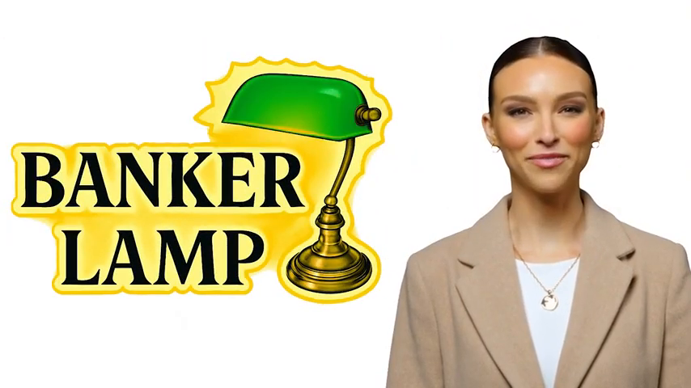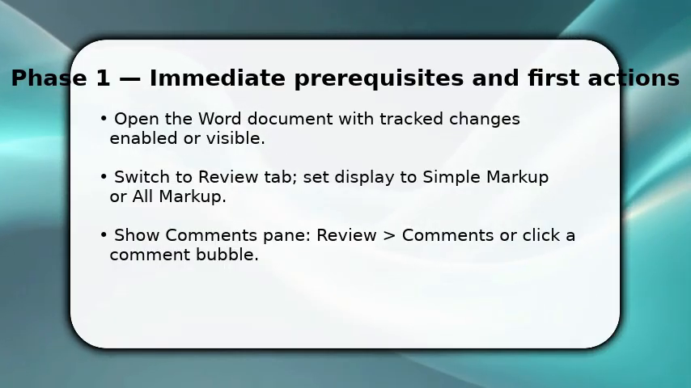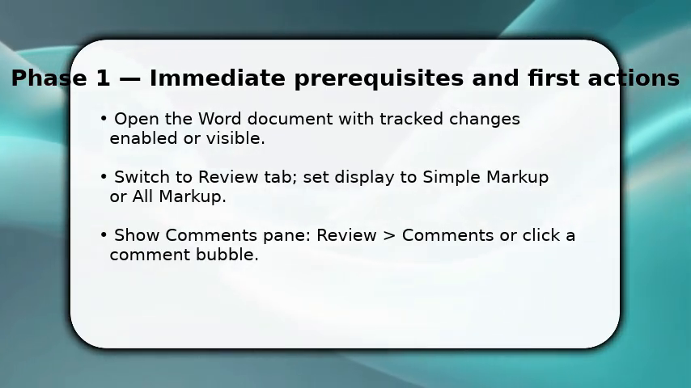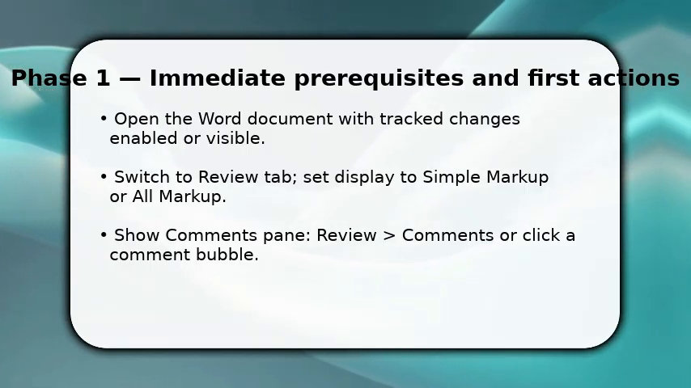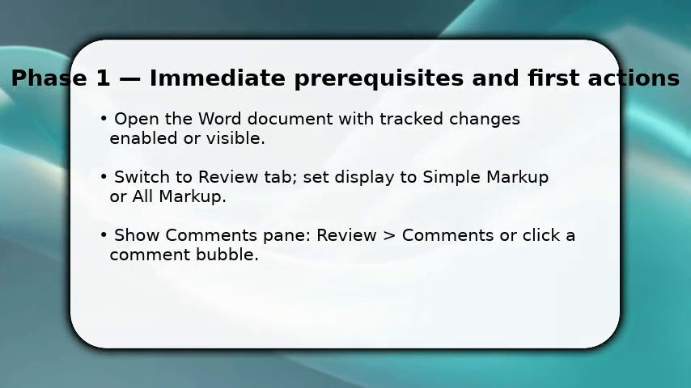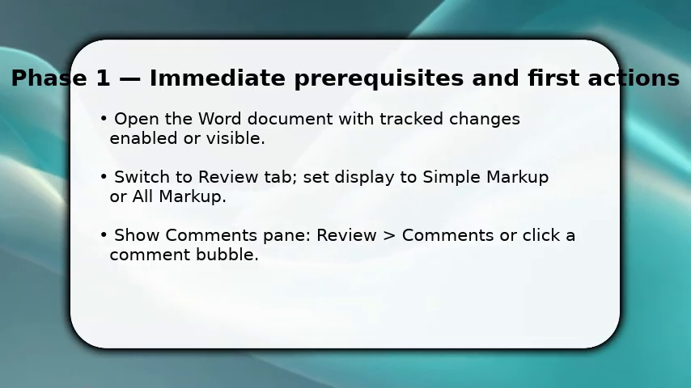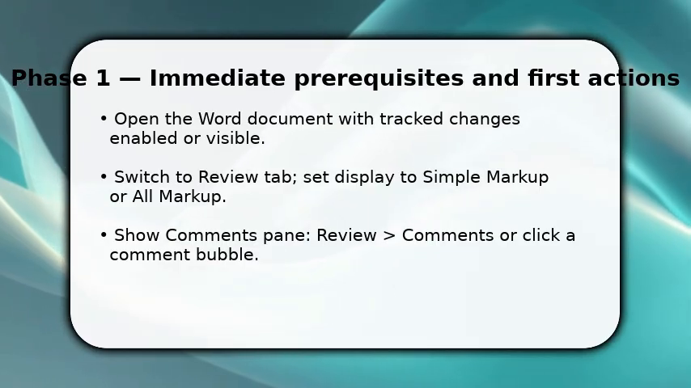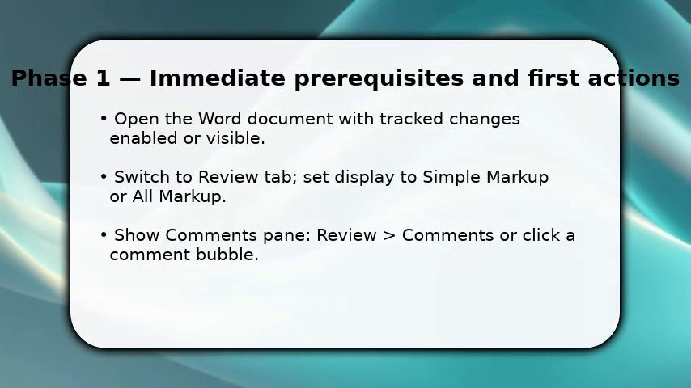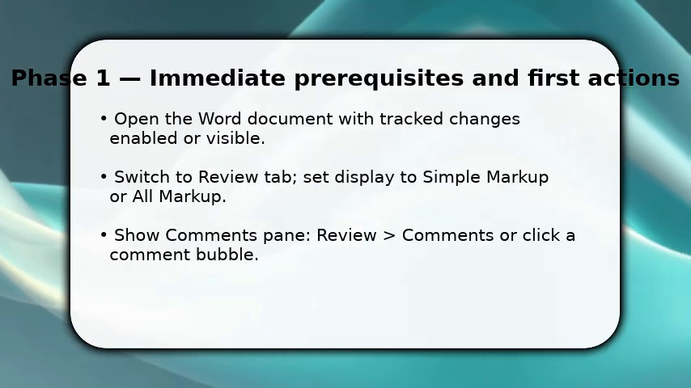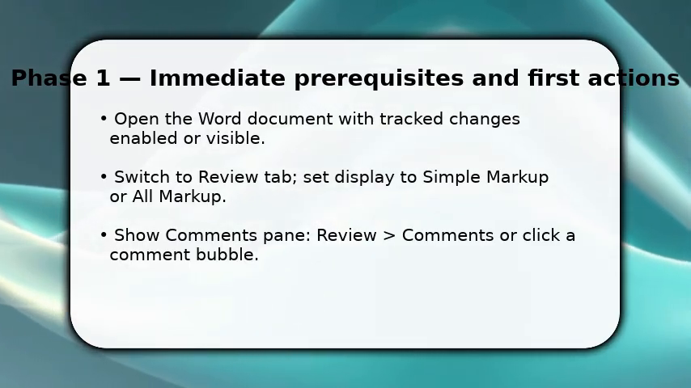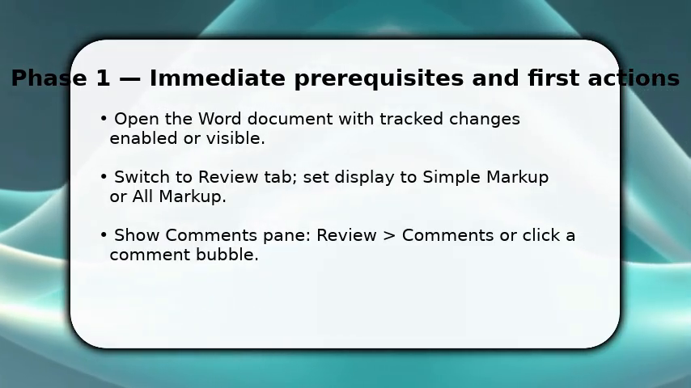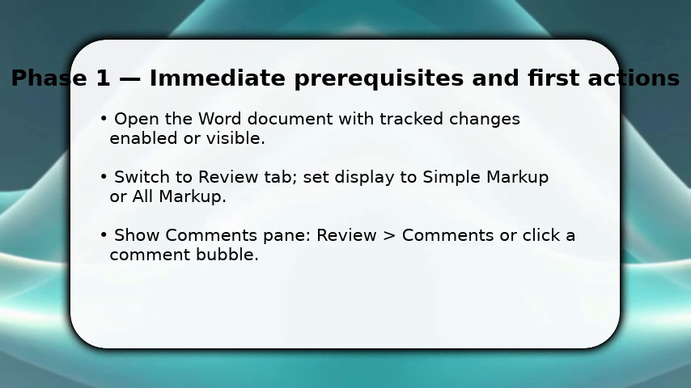Please enjoy the video. You begin by opening the document and making comments visible. This helps you see what will be removed. Once the file is open, go to the Review tab and switch display to all markup so every insertion and comment appears. Make sure the comments pane is shown, either by clicking a comment bubble or choosing Review Comments. This immediate visibility prevents accidental deletions. It lets you target comments selectively and prepares you for the next step, accepting or deleting track changes and comments.